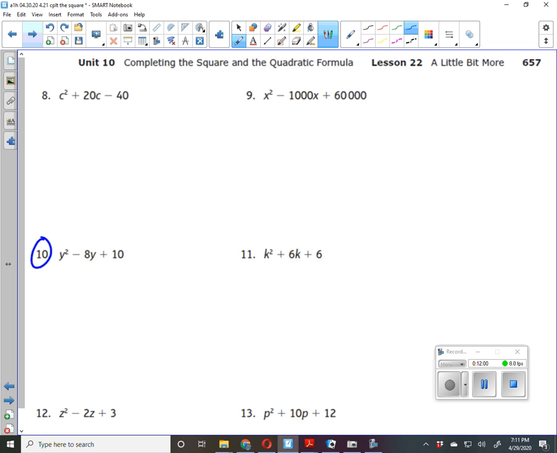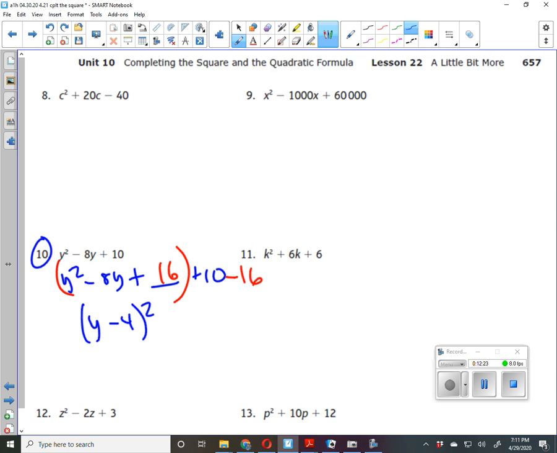10 says y squared minus 8y plus something plus 10. Half the middle term, half the middle term is 4, squared is 16. If I add 16 here, I'm going to subtract it here. This is now a perfect square. y minus 4 squared minus 6. And we're creating a vertex form. All right, take a look at 14.